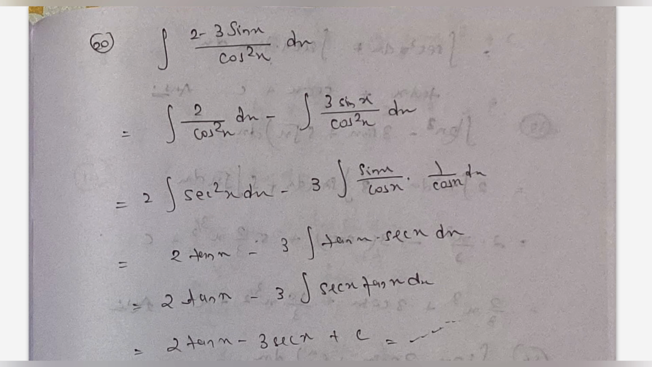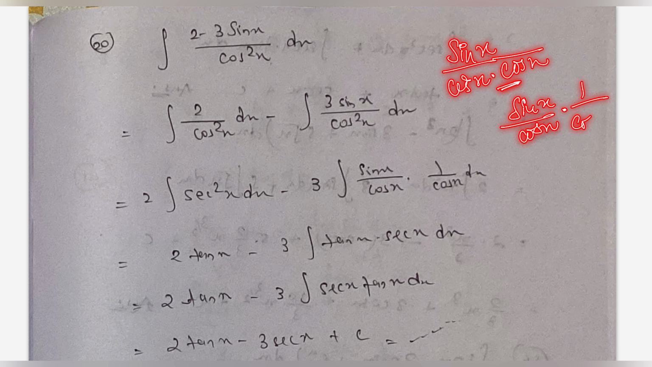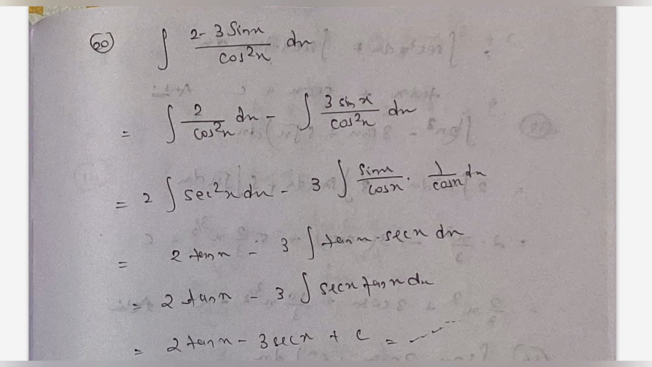Then minus 3 is again a constant, so we'll put it outside, and here we will have sin x by cos square x. Now sin x by cos square x you can write as sin x by cos x into 1 by cos x, because this is cos square x. Sin x by cos x you can take separately, and then write 1 by cos x. There is nothing wrong in that. So that's what I have done here: sin x by cos x, and then 1 by cos x separately.